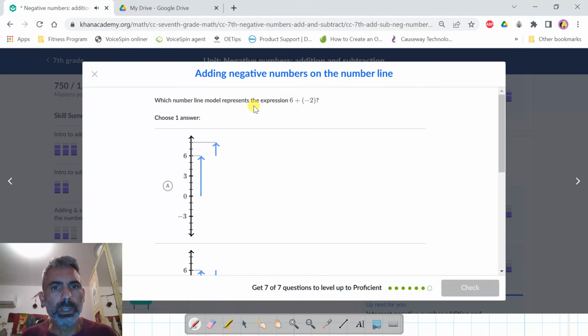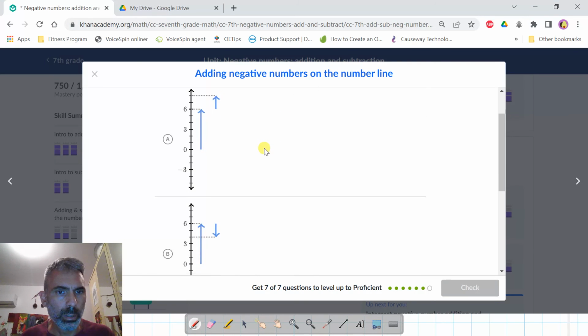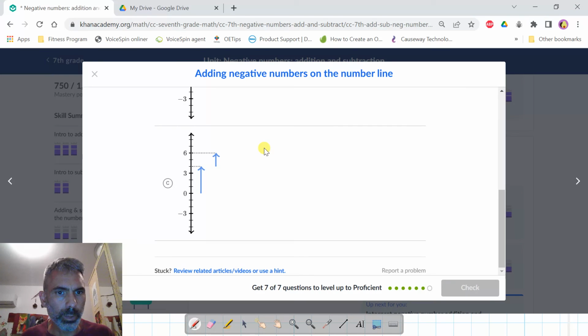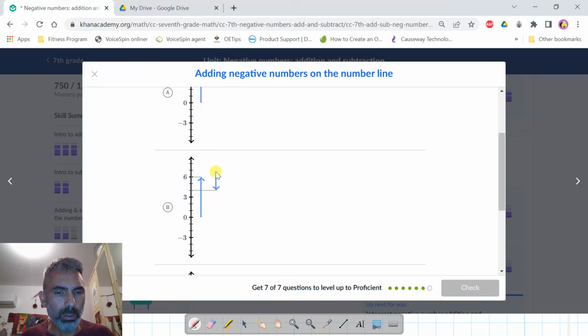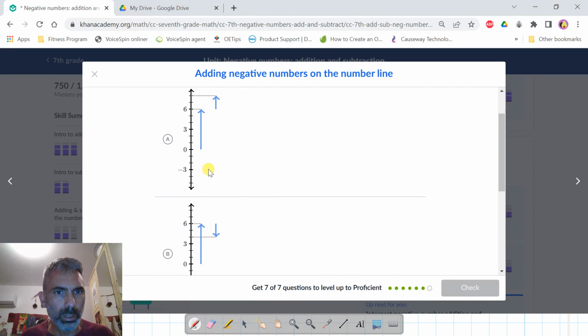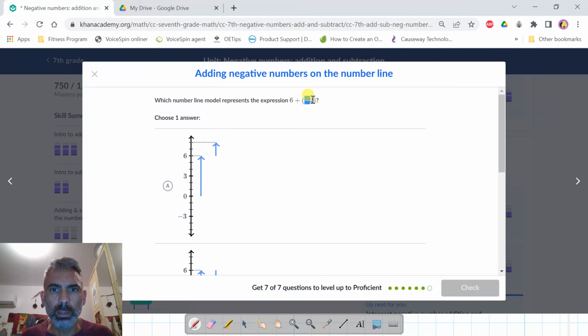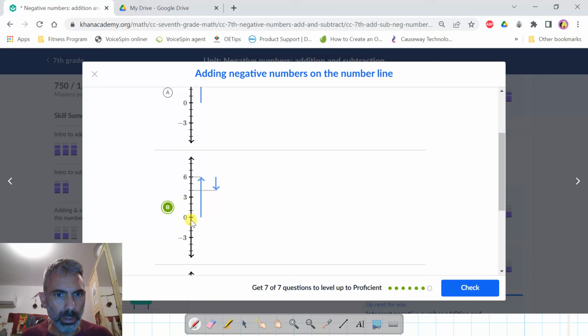Which number line model represents the expression 6 plus negative 2? So first we take 6 steps in the positive direction from the 0. Option C is not correct because option C begins the journey by taking 4 steps from the 0 in the positive direction. So only option A and B, the first leg of the journey, is to the positive direction. And then we add another 2 steps, but in the opposite direction, because we add negative 2. So option B is the correct option.